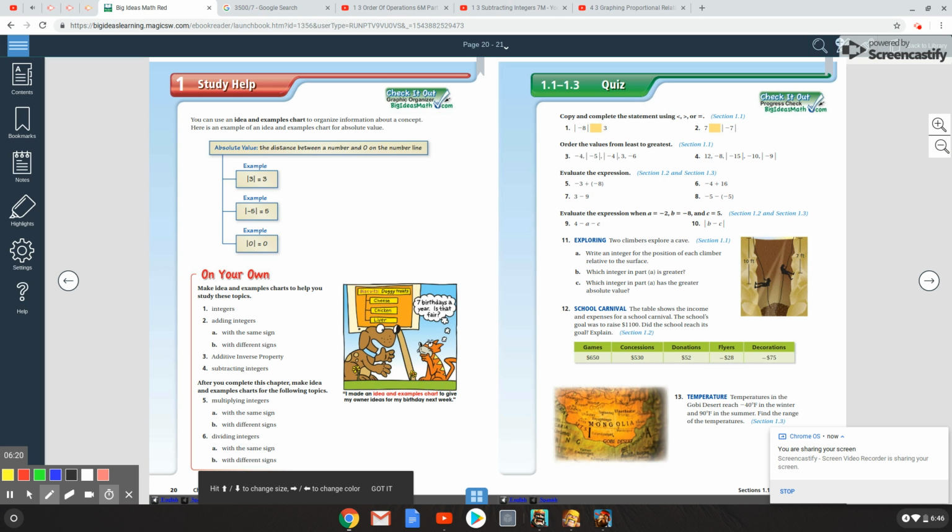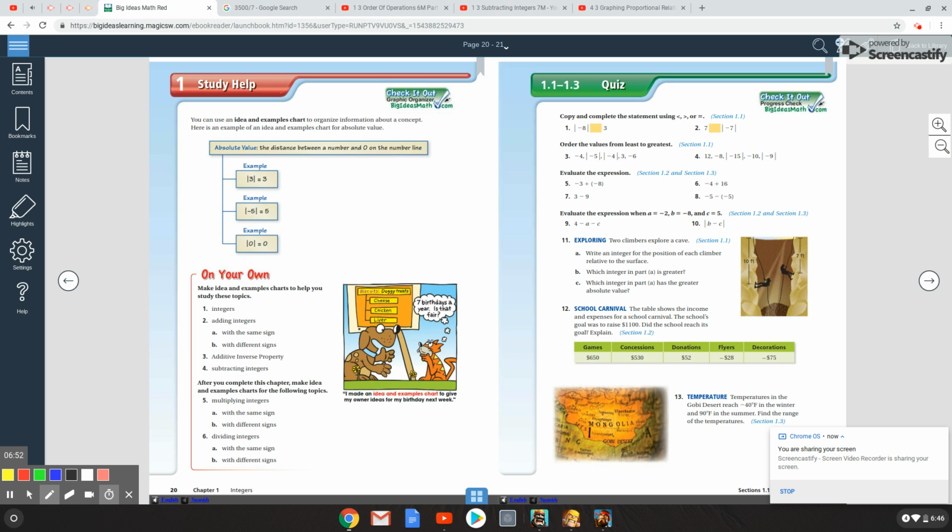Next we have number 12, school carnival. The table shows the income and expense for a school carnival. The school's goal was to raise 1100. Did the school reach its goal? So we just add everything up. Actually, I'm going to be using a calculator, so I'm just going to state what I do on the calculator out loud. We do 650 plus 530. And according to my calculator, that's 1,180.